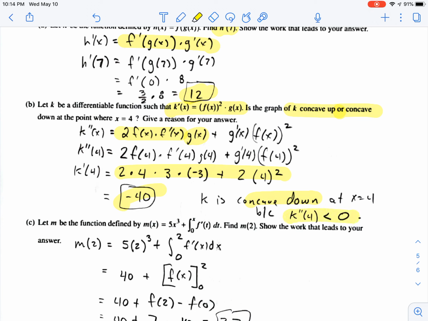So you need to make sure you drew that conclusion and you connected the dots. You didn't just show -40 and then say k is concave down. You need to make sure you tell them why it's concave down. It's because that second derivative was negative.